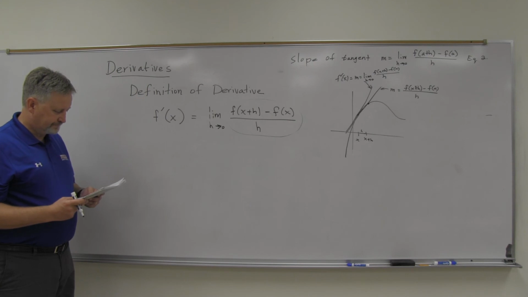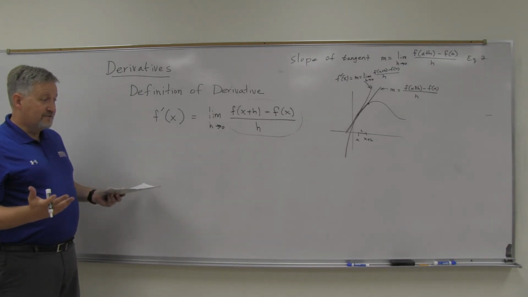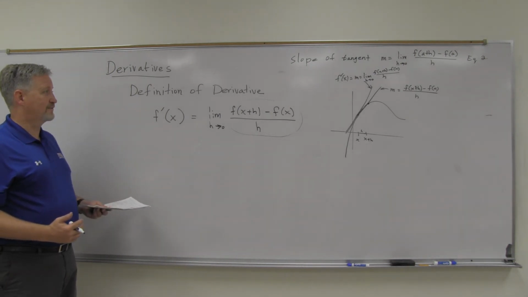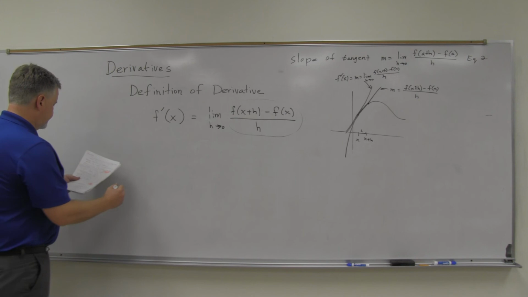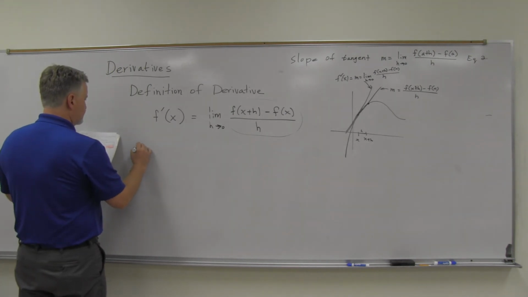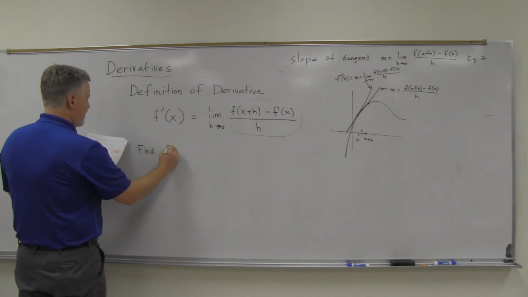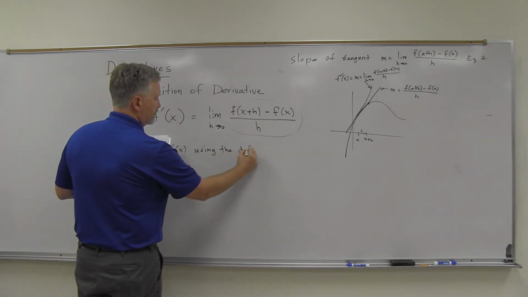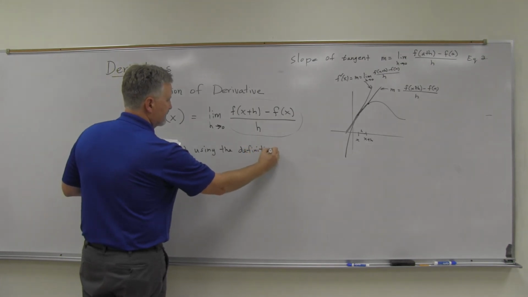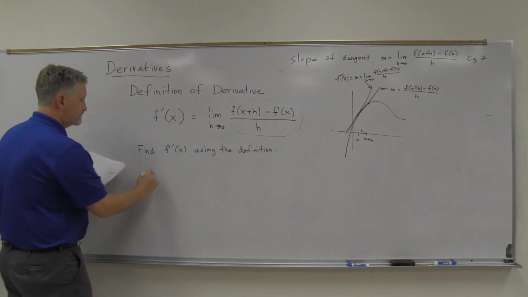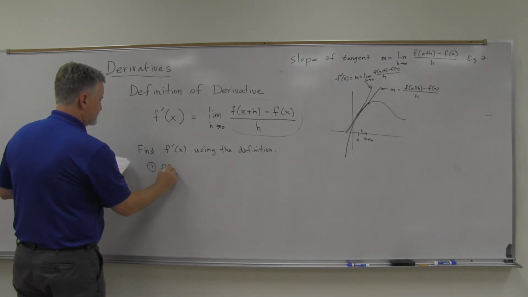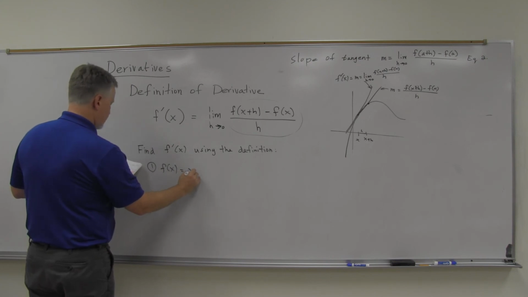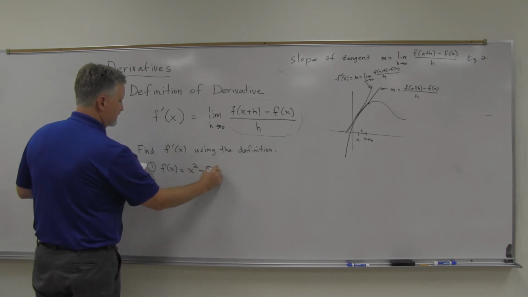That's where we got all that. But good news again is we've done these. We're just now going to do them in the context of what we call the derivative. So let's do a couple of practice problems again. All right, so let's find f prime of x using the definition. Number one, f of x equals x squared minus 5x plus 4.